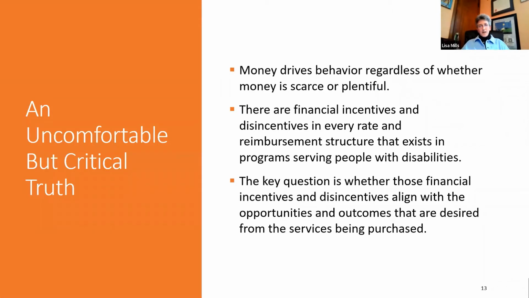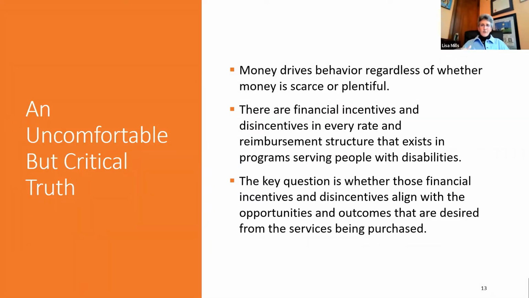So in the human service world, it's probably an uncomfortable truth, but an important truth that money does drive behavior. It doesn't seem to matter whether money is scarce or plentiful. It tends to drive behavior in certain ways. And I do believe, though, that when money is more scarce, it drives behavior more. But I would say that across the board, money still does drive behavior.